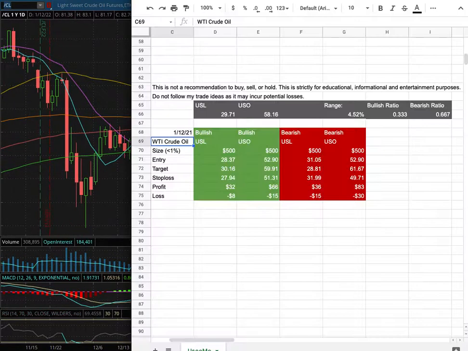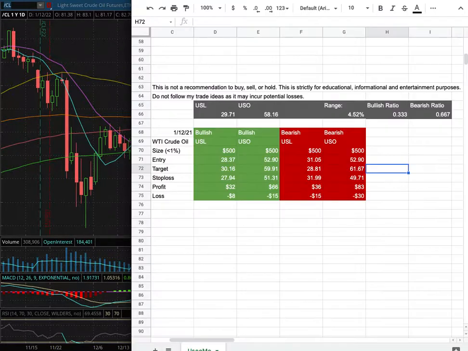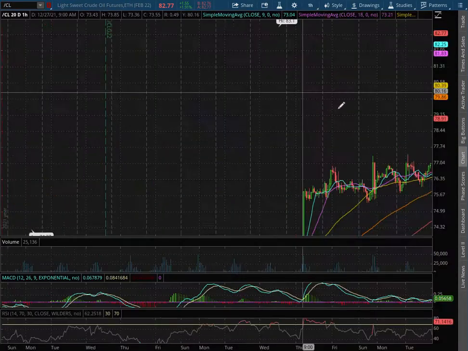WTI crude oil. In this video, I'll be going over my trade idea of the week and the day-by-day probability model. So let's start off with the time look analysis on the 1-hour chart.